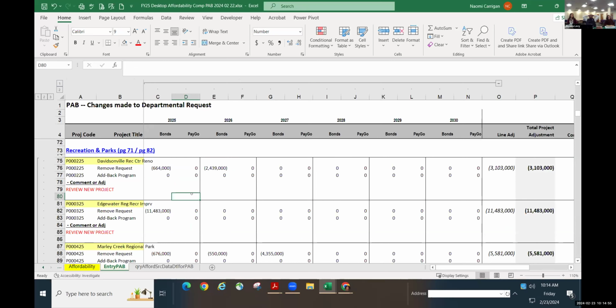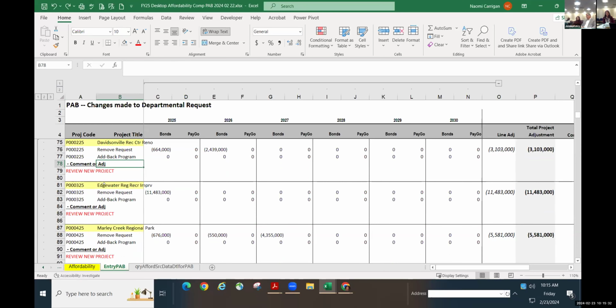Does that make sense? Yeah, I would support keeping Davidsonville and Edgewater and not Marley Creek. And by keeping, I mean adding it to what we're trying to take away. My only comment would be Marley Creek's had about 3,000 new homes built in that area. They don't have any park up there. They need a park. Everybody needs a park.